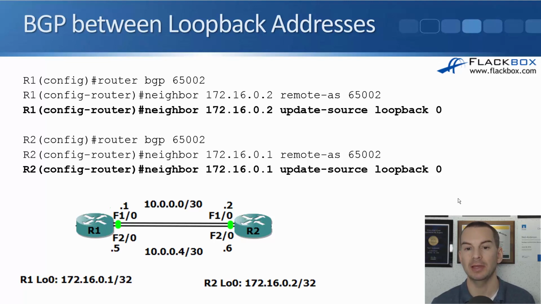So we've got the same neighbor statement, 172.16.0.2 and remote AS 65002. And then we put in an additional command to specify the source IP address that we want to use. So we say neighbor on R1, 172.16.0.2, update-source loopback 0.